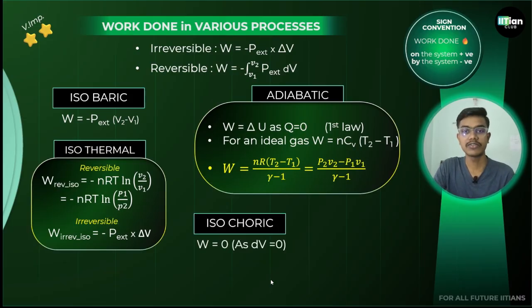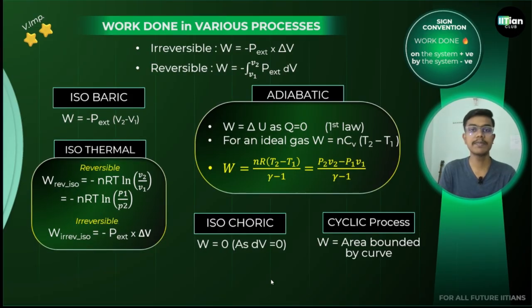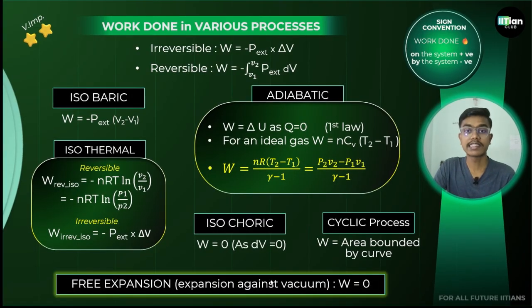And then in case of isochoric process, as there is no expansion or compression, work done is 0. And in cyclic processes, it is the area bounded by the curve in the PV diagram. In case of free expansion, expansion is against the vacuum, so work done is equal to 0. Note this is also being tested in JEE Mains.